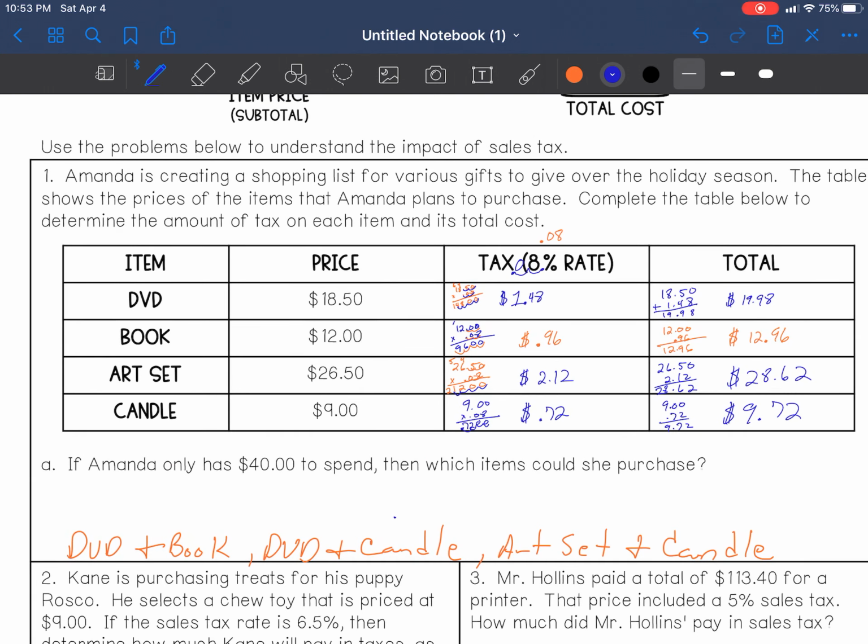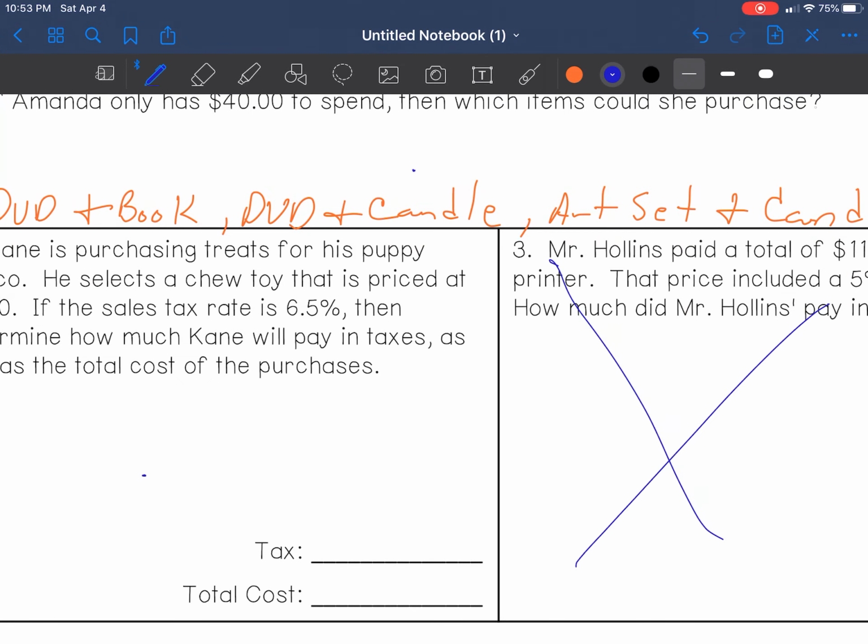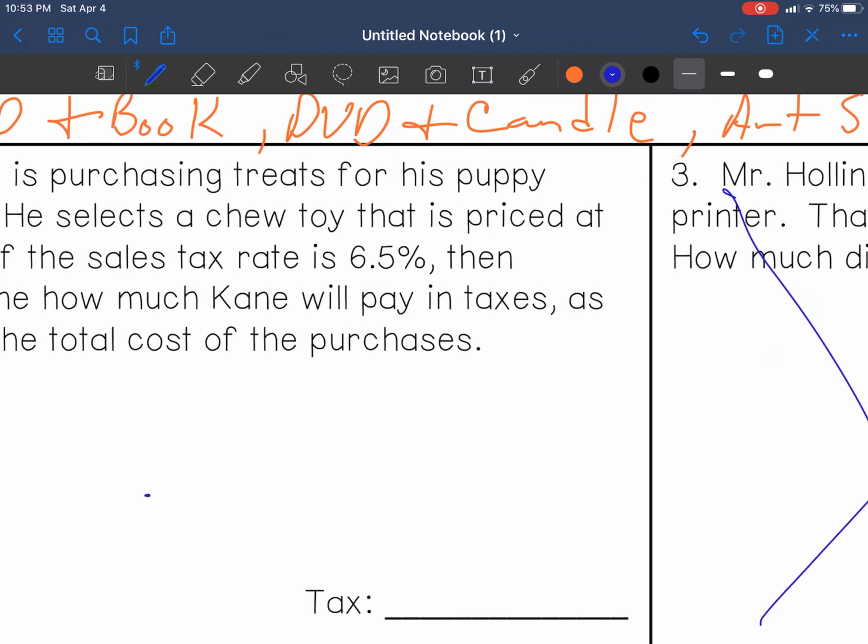All right, so let's see our question on the bottom. If Amanda only has $40 to spend, then which items could she purchase? So we have the answers here at the bottom. She can for sure purchase a DVD and a book and still have change, a DVD and a candle and still have change, an art set and a candle and still have change. If she had not calculated the tax, she might not have gotten the correct answers. So make sure when you're actually buying things that you calculate the tax to know if you have enough money to spend. So let's look at number 2. Actually, number 3, we're not going to go over because that is not part of our assignment. So number 2.